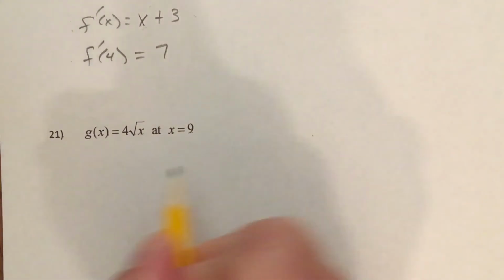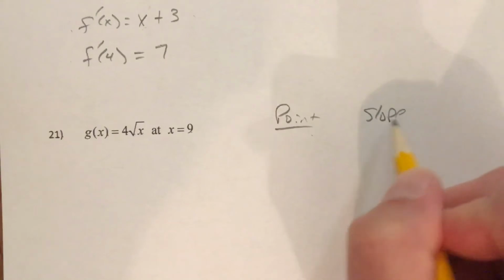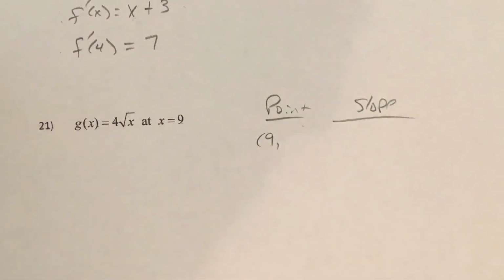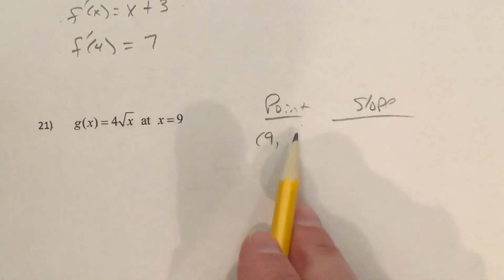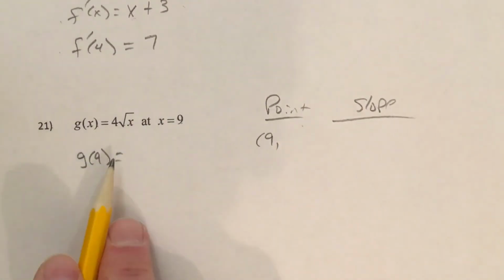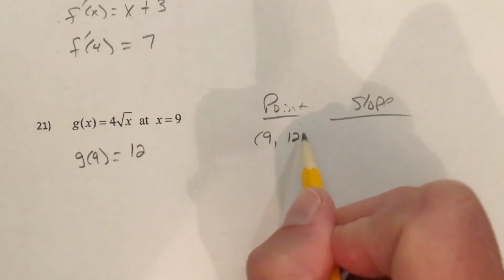For this one here, same idea. I need a point. I need a slope. If you organize it like this, it's the easiest way to keep you on track while you're doing the problem. We know the x value is 9. I want the y value, so I need g of 9. g of 9 is 4 times the square root of 9. 4 times 3 gives me 12. So there's my y value.